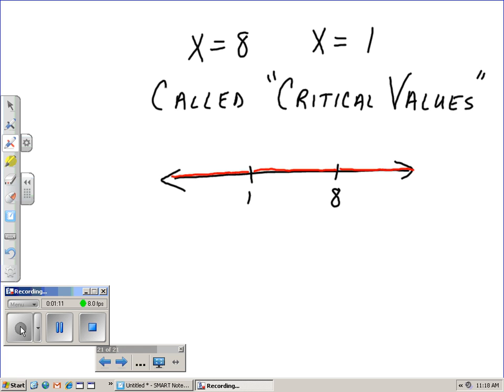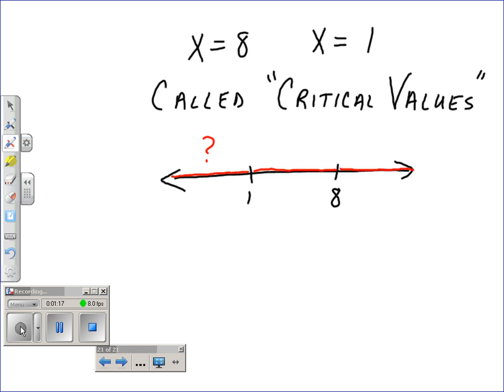The question that we're asking ourselves is, where are my solutions? Are they in this left segment? Do those points work? Are they in between the 2 numbers? Do those points work? Are they that segment right there heading to the right? Is it those points that work? So we have to check each segment and find out which points in which segments work.